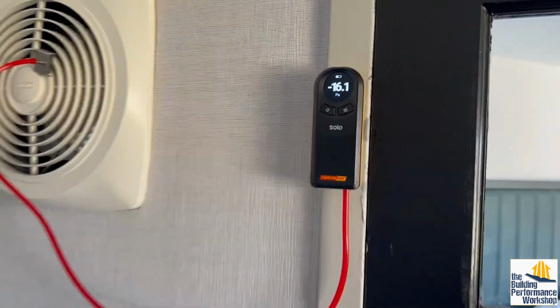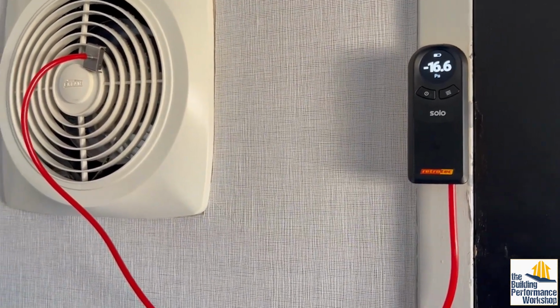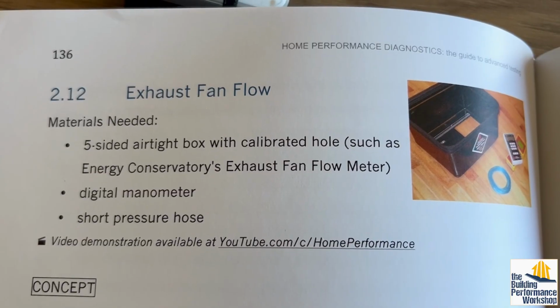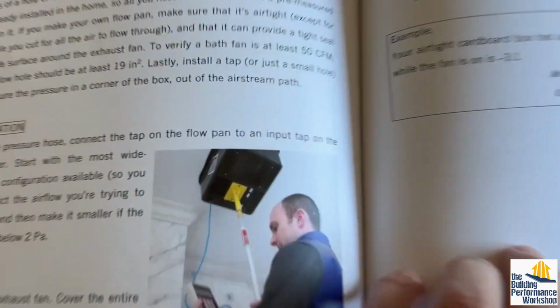So we got 15, 16 at the low end, and 19 at the high end. In the exhaust fan flow section, I teach you how to make your own box that would look like that. That's basically what we're using here.